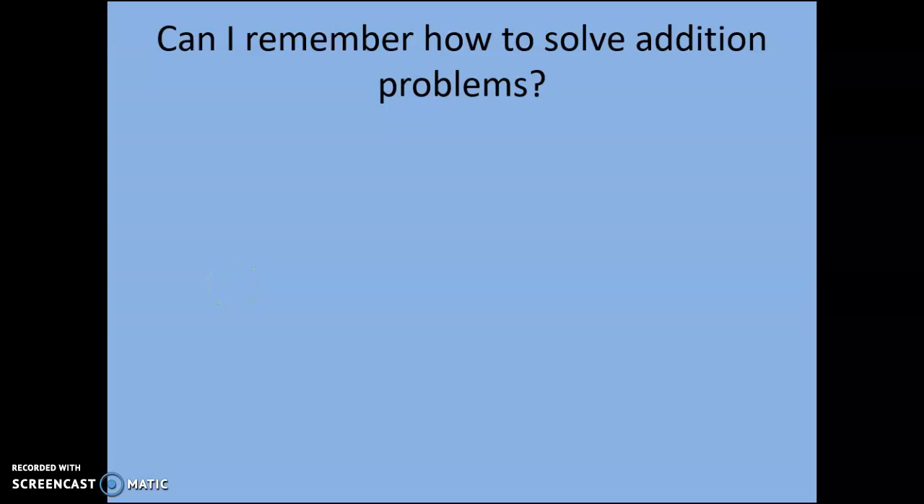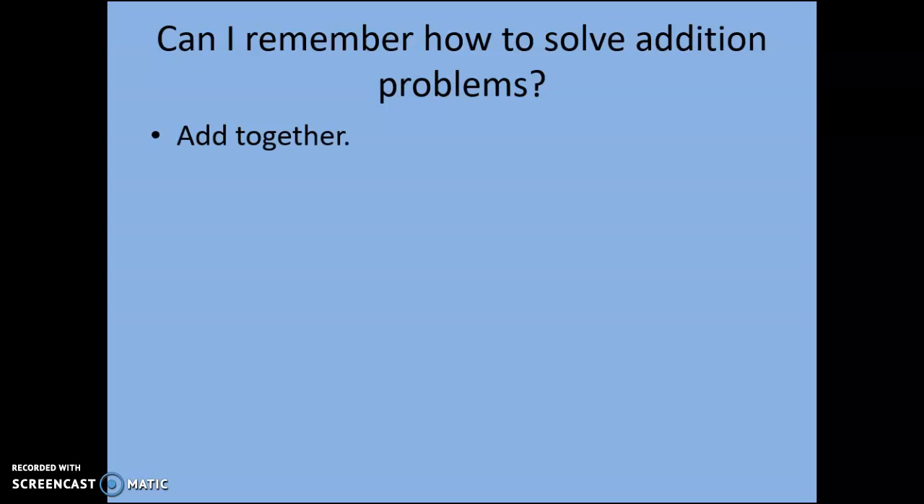So our learning intention today is, remember we are doing some revision sessions on three of the main topics that we've been doing this last half term, and they were place value, addition, subtraction. So today we're going to be looking at addition. So our learning intention is, can I remember how to solve addition problems?